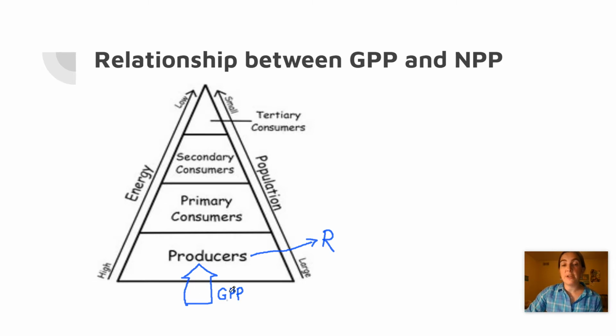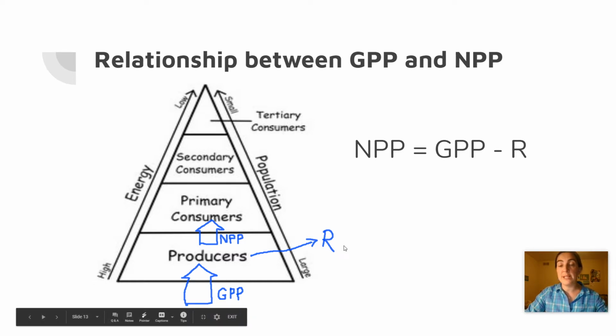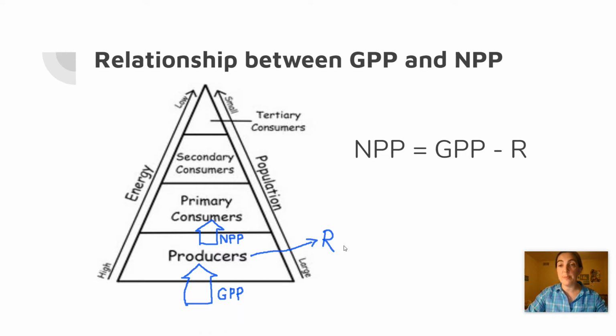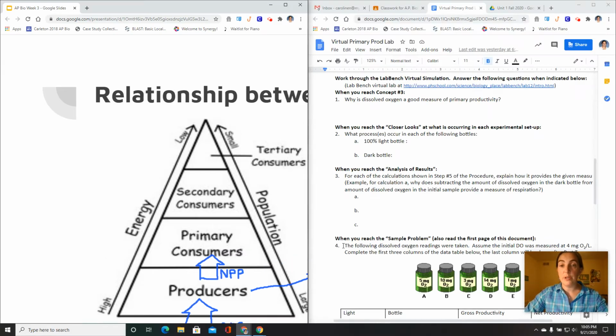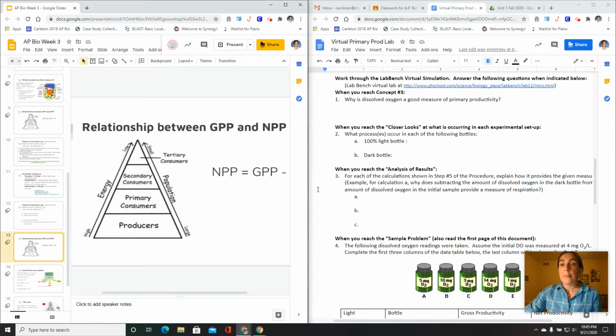And so some of that energy gets used up and lost from the food chain. And so the amount that moves up to the primary consumers is a little bit smaller. So this arrow right here, the amount that is left after respiration has happened, is what we call the net primary production. So this is also going to be really helpful to remember as we go back to looking at the lab here in just a second. We can write that as a mathematical equation. So the net primary production is equal to the gross production minus the energy that was used in respiration.